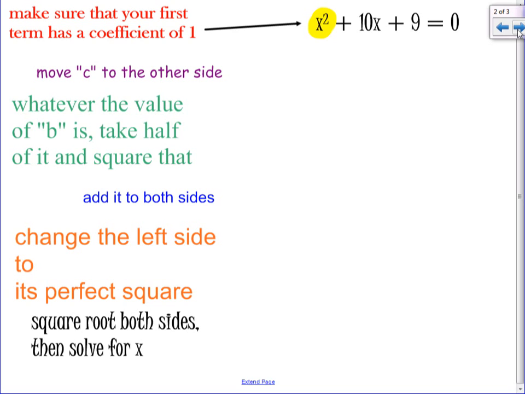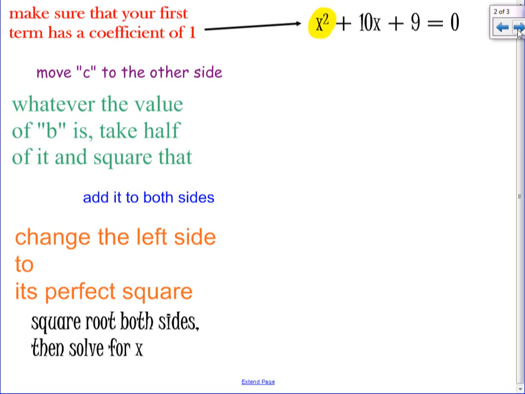All right, so this is our first problem right here. It says make sure that your first term has a coefficient of 1. If it doesn't have a 1 right here in the front, like it has a 3, then you would just divide all your terms by whatever that number is so that you get that first term to be a coefficient of 1, or no number in front. I'll talk about that in a little bit.